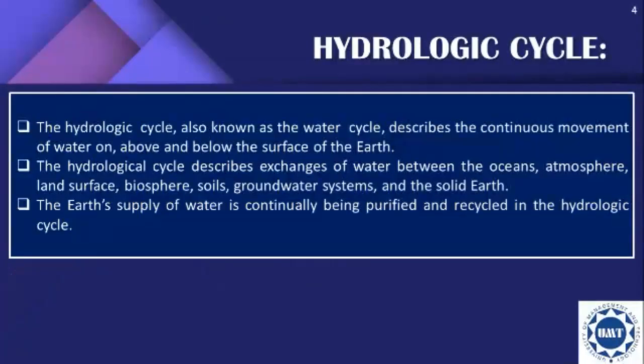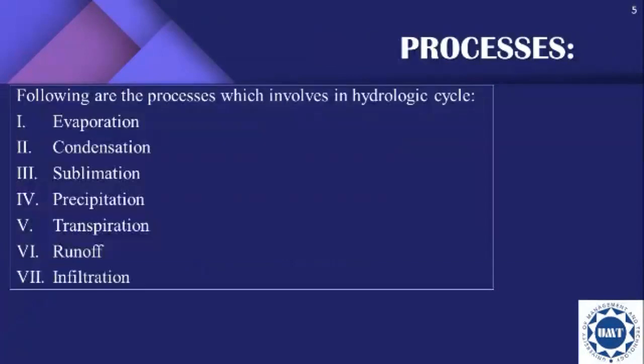So, what is hydrologic cycle? Hydrologic cycle, also called water cycle, describes the continuous movement of water on, above, and below the surface of Earth. It also describes exchanges of water between oceans, atmosphere, land surfaces, biosphere, soils, groundwater systems, and the solid Earth. The Earth's supply of water is continually being purified and recycled in the hydrologic cycle.